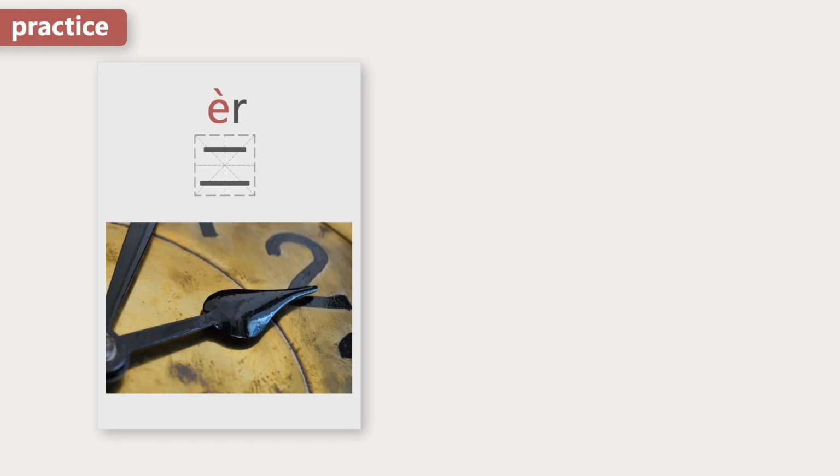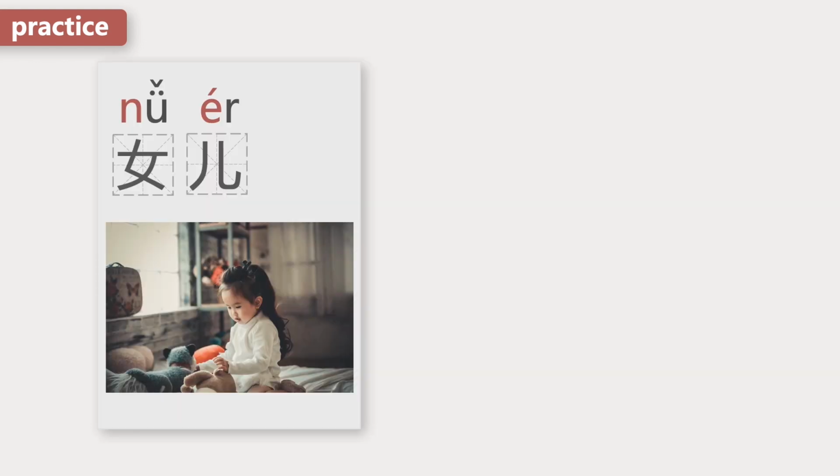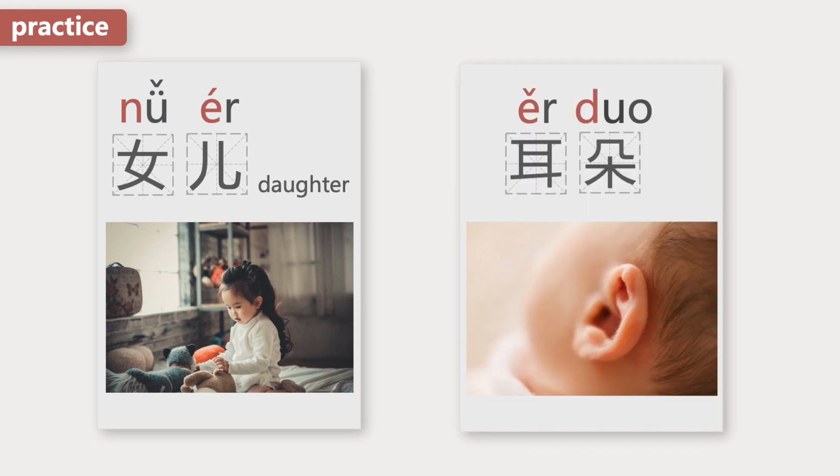Wow. So can you give me some examples using this "er"? Sure. In Chinese, we just have a few words with it. You may read after me. Er. Er. 二. 儿子, 儿子, son. 女儿, 女儿, daughter. 耳朵, 耳朵, ear.